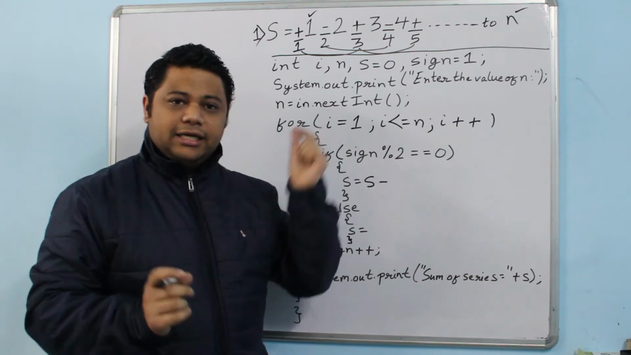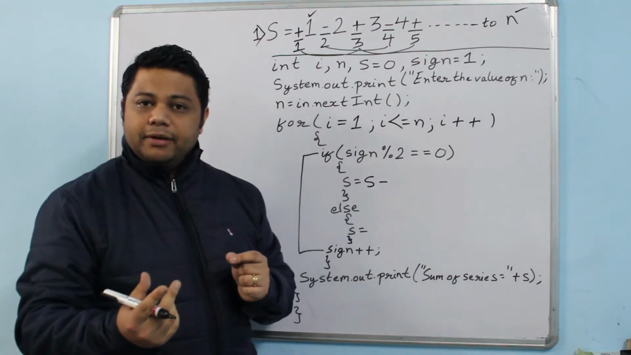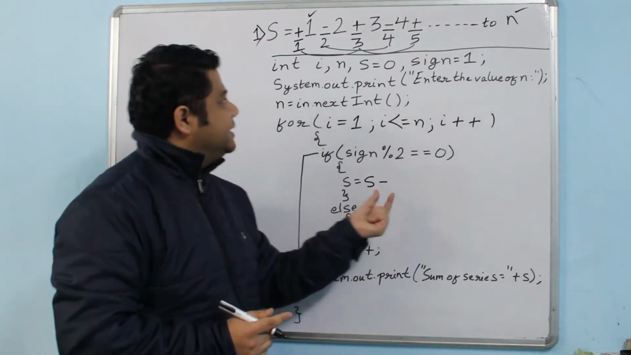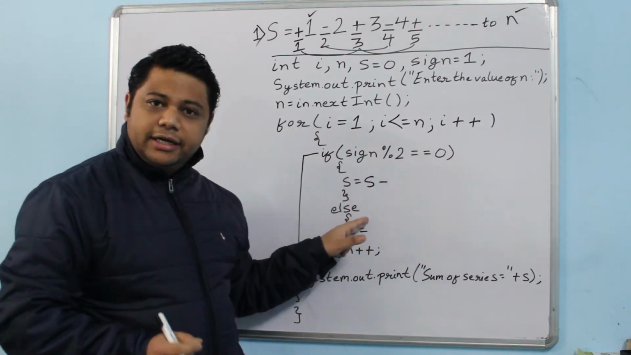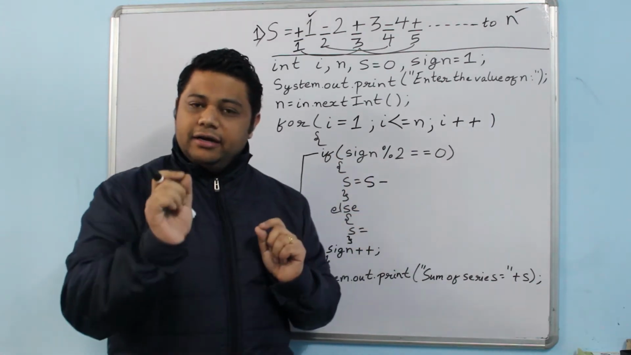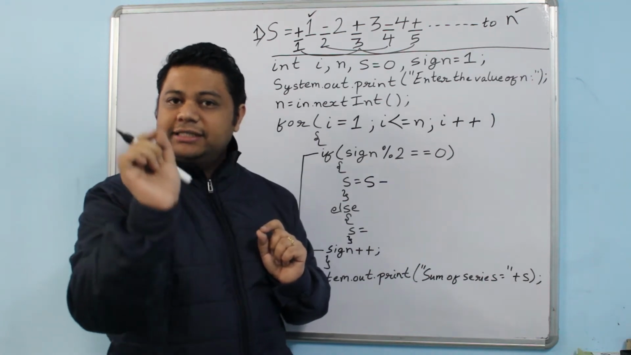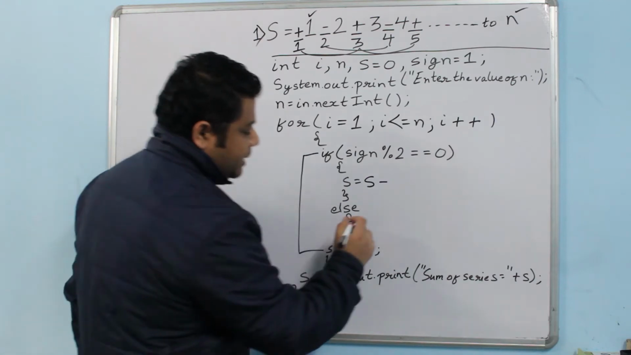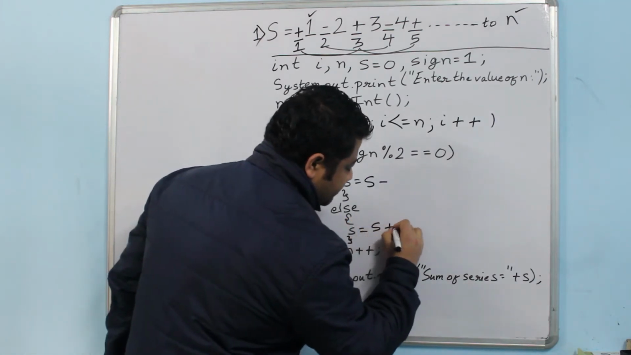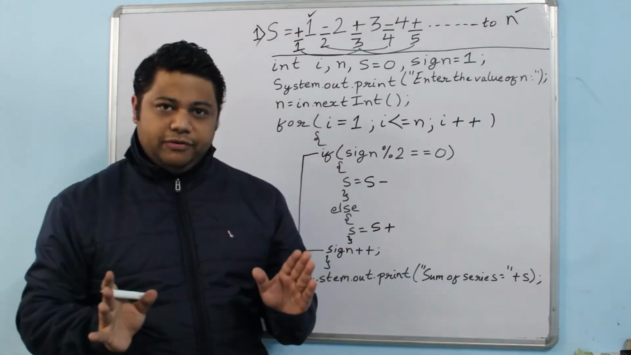Whenever the sign is at an even number position, that means it will be minus. And if this statement is false, it will go to the else part. Now in the else part, the position of sign over here is odd. So whenever it is an odd position, you can see the sign is plus. So this will be s plus. So this way we are supposed to frame it.